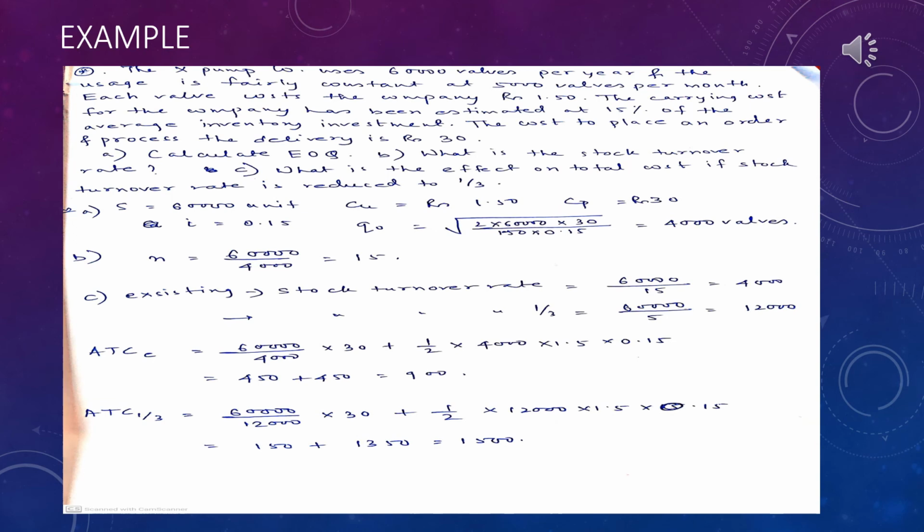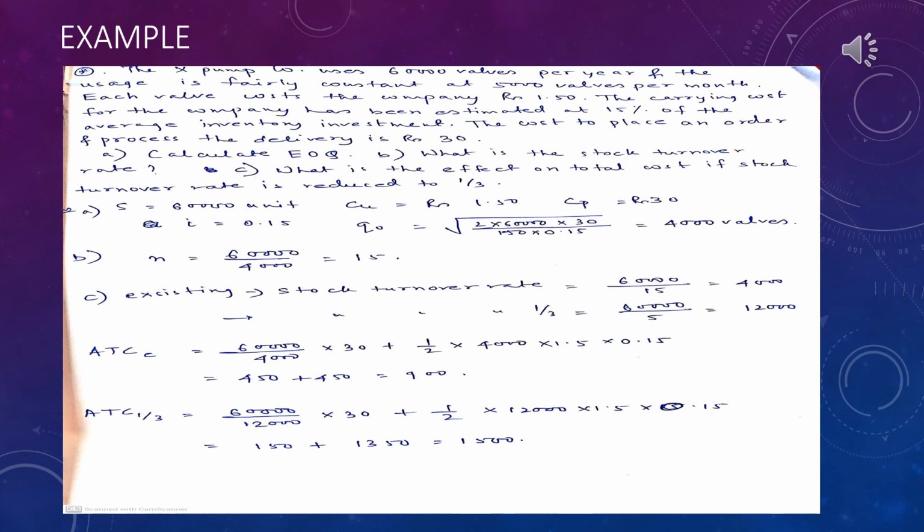Now, if I reduce that stock turnover rate to 1/3, then I am ordering 15 turns to 5, and I am ordering 12,000 units per batch. If I have to maintain the yearly consumption, then I am ordering 12,000 units and 5 orders a year.